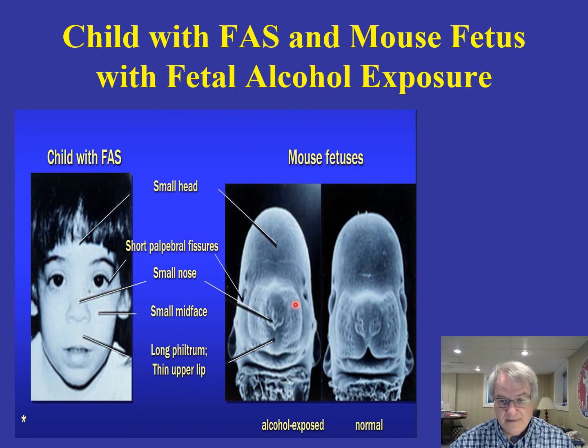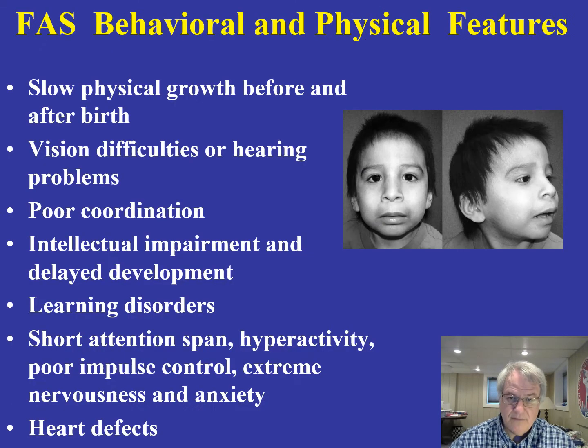relatively small head. And again, compare this to a normal mouse and then take a look at the alcohol exposed mouse, one that's exposed to this during early prenatal life. And again, thin upper lip and the long philtrum that you see here, again, very similar to the human. So this has served as a good model for exploring the impact of this alcohol exposure during prenatal life.